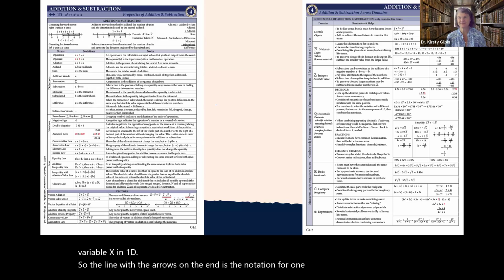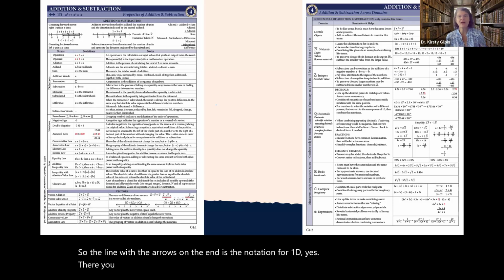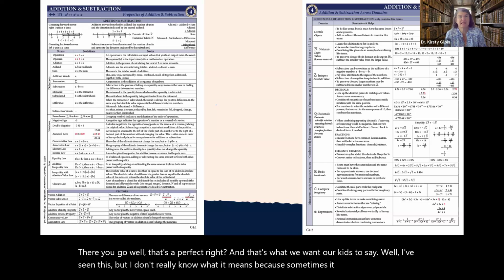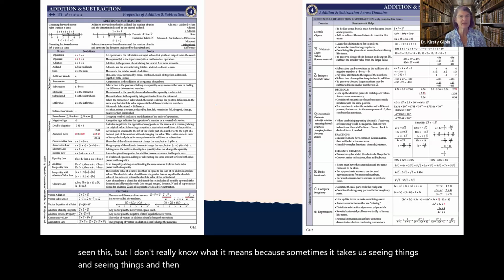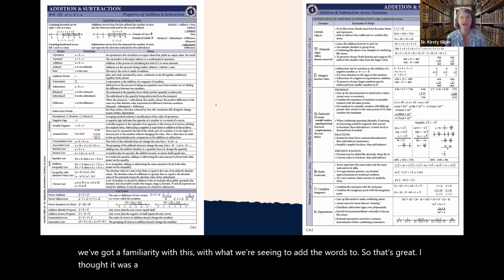Yes. I feel like I should know that. I feel like I've seen it a million times and I should know that. So okay, we're getting there. There you go. Well, that's perfect, right? And that's what we want our kids to say. Well, I've seen this, but I don't really know what it means, because sometimes it takes us seeing things. And then finally we go, well, wait a minute, what does it mean? And now we've got a familiarity with what we're seeing to add the words to. So that's great. I thought that was a perfect thing to bring up.